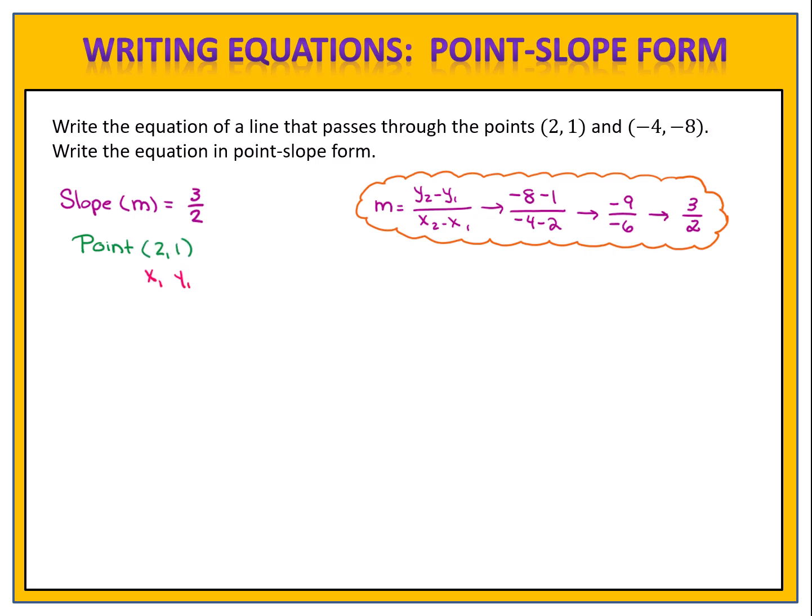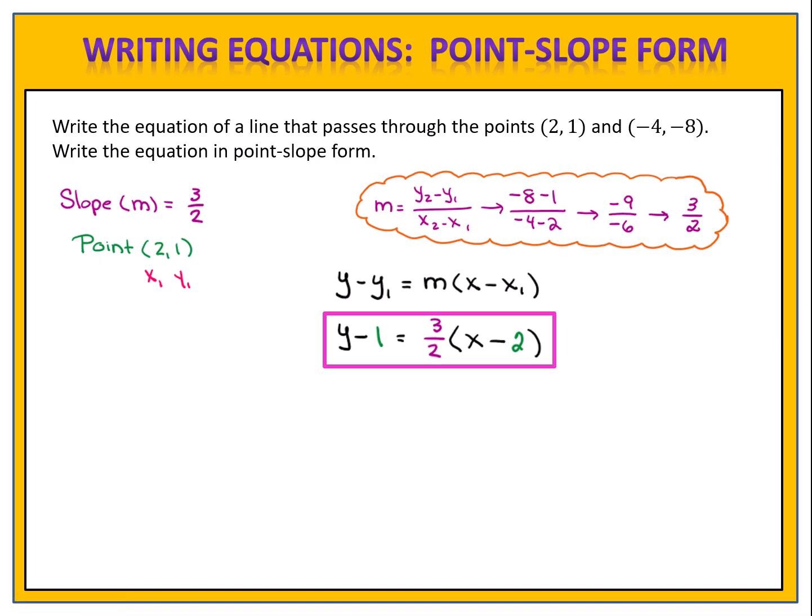Let's start with the point (2, 1). We label that point x1, y1, and then substitute the values into the formula. y minus y1 is y minus 1, equals m, 3 over 2, times, in parentheses, x, minus x1, which is minus 2. This is my equation in point-slope form, and there's no further work to do.